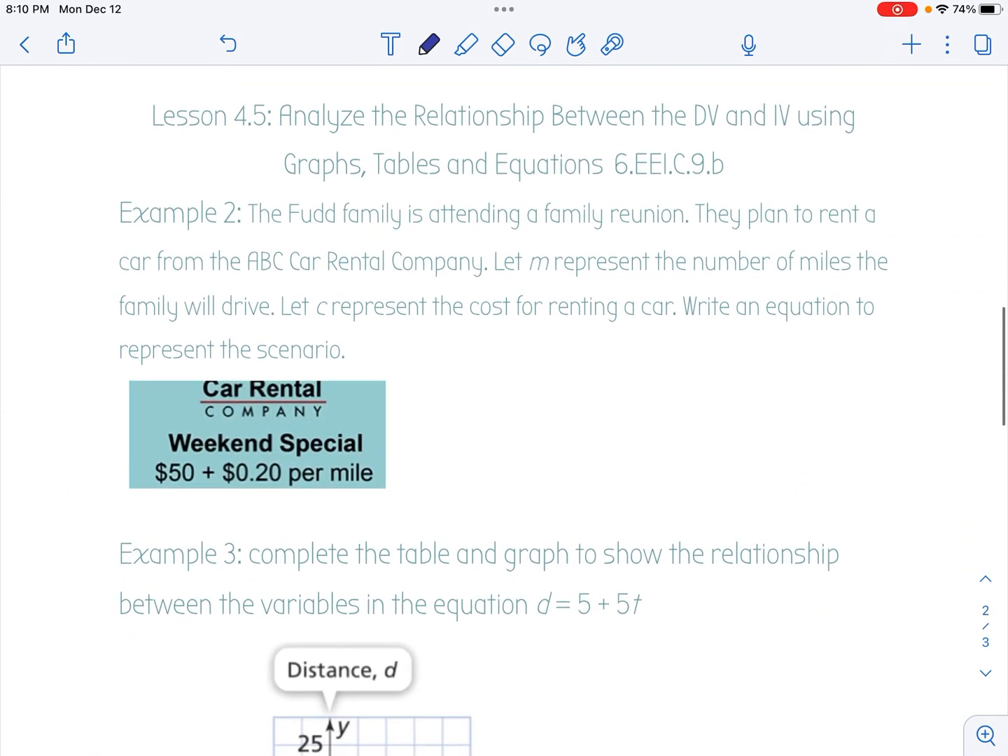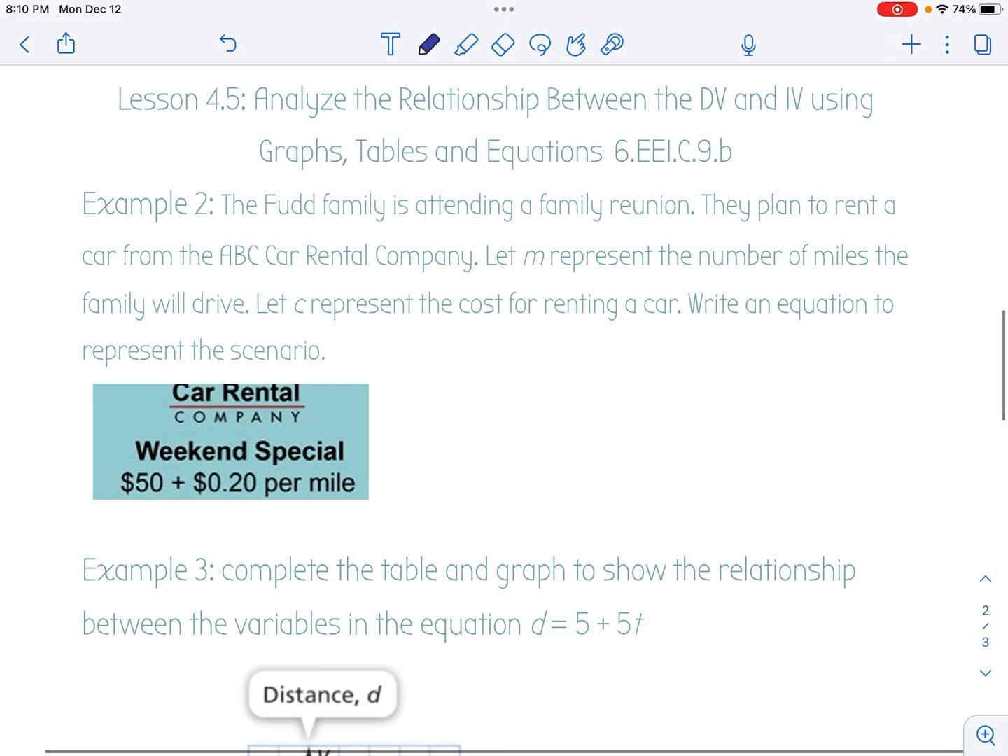All right, example 2. The Fudd family is attending a family reunion. They plan to rent a car from the ABC car rental company. Let M represent the number of miles the family will drive. Let C represent the cost for renting a car. Write an equation to represent the scenario.